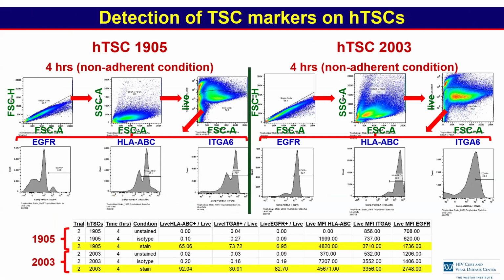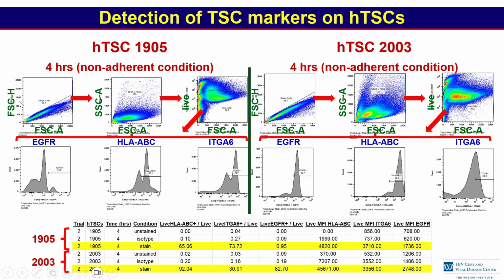I'm going to shift to what we saw with the phenotypic characterization of the cells. First, because we are very new in this field, we want to see if they express some of these markers as we expected. Here I'm showing you the results for both cell lines, the 1905 and the 203, cultured for 4 hours under non-adherent conditions. The results were the same under adherent conditions. I'm just showing the non-adherent condition because that's what we're planning to use in the toxicity assays if we do them in the future.